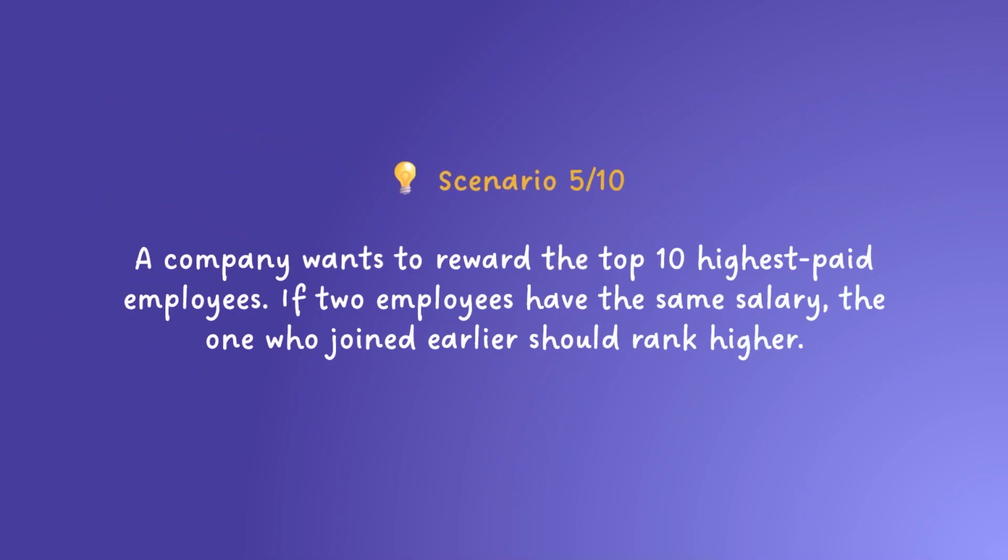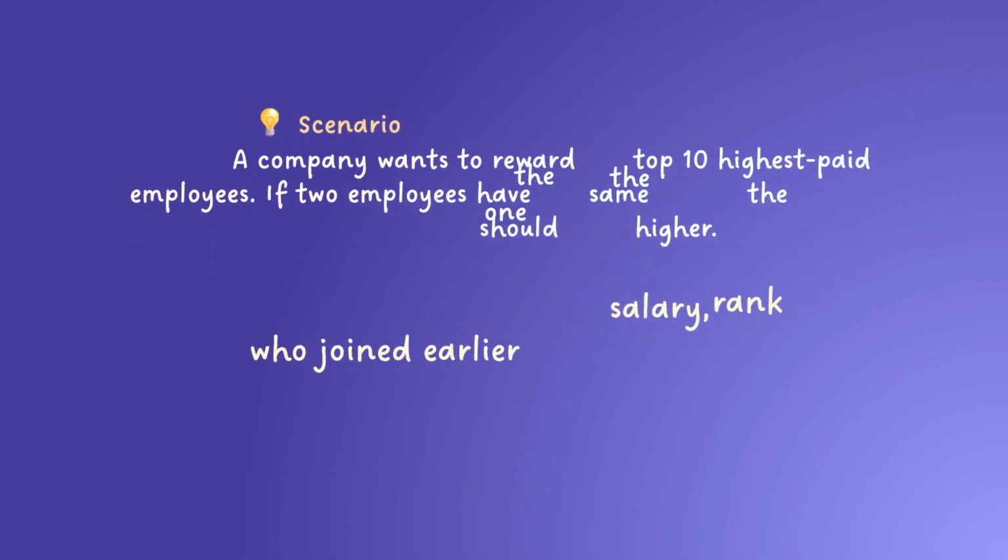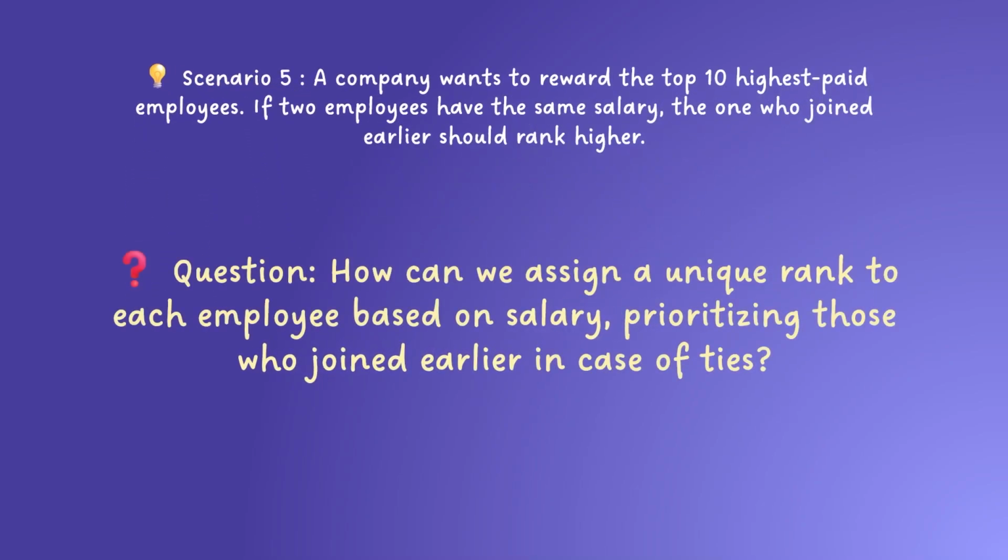That brings us to the fifth scenario, and that is a company wants to report the top 10 highest paid employees. If two employees have the same salary, the one who joined earlier should rank higher. That is the scenario, and the question that we have is, how can we assign a unique rank to each employee based on salary, prioritizing those who joined earlier in case of ties?